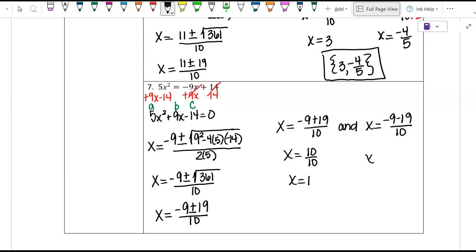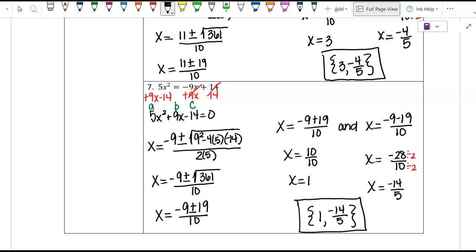And then the other one, negative 9 minus 19, is negative 28 divided by 10. That doesn't divide evenly, but I can reduce them both by 2. So x equals negative 14 over 5. So the 2 places that my function is going to cross the x-axis are at positive 1 and negative 14 fifths.